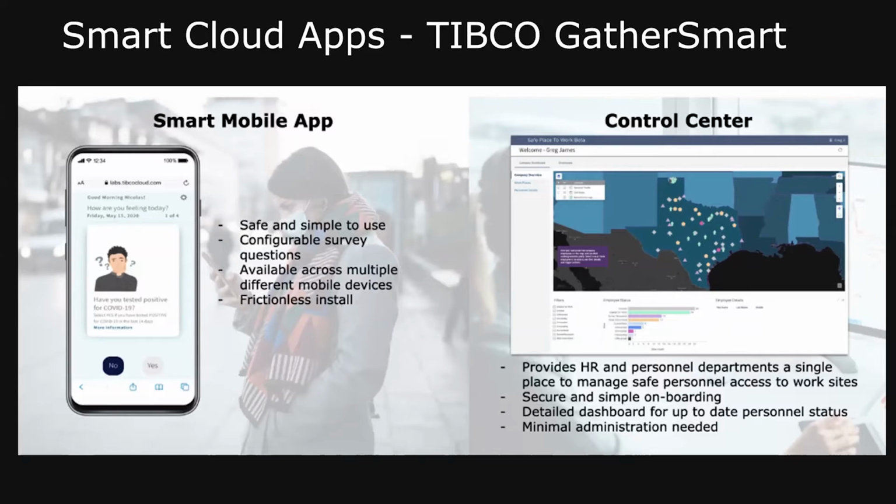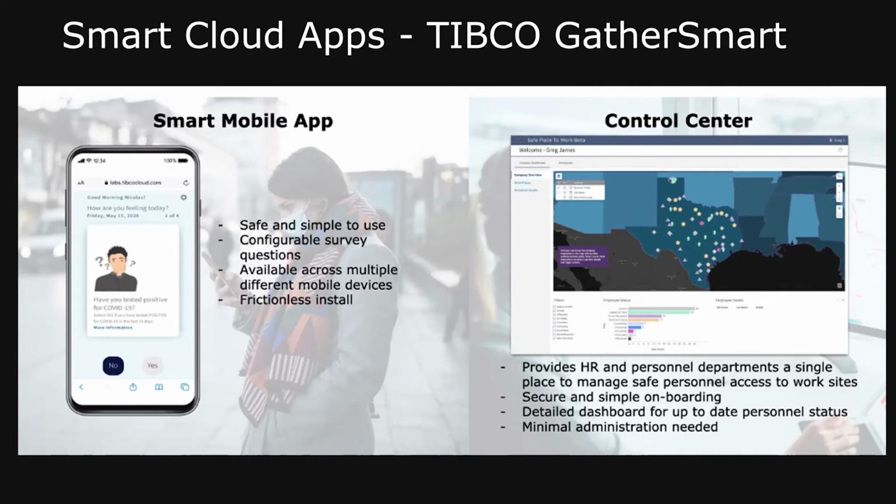So GatherSmart is a solution that we built to help with COVID, really to help get customers, employees back to work. So it's basically two key applications. There's a mobile app and there's a control center. The mobile app is what employees use. They install it on their phones, and when they want to go to the office, they answer some questions that are set up by the company, and that gives them a passport which they can scan to get into the office. The control center is used by the HR and personnel departments of the company.